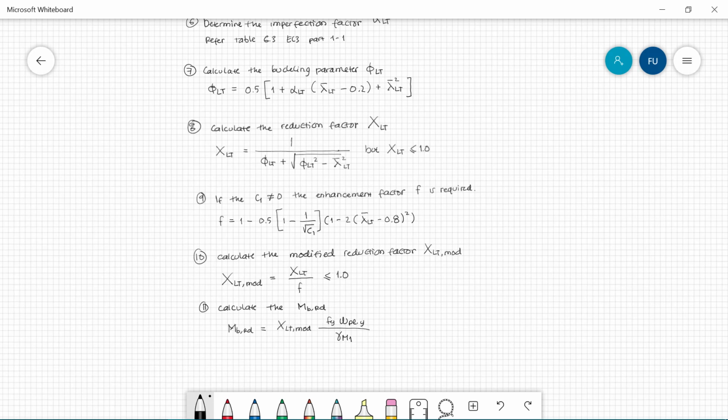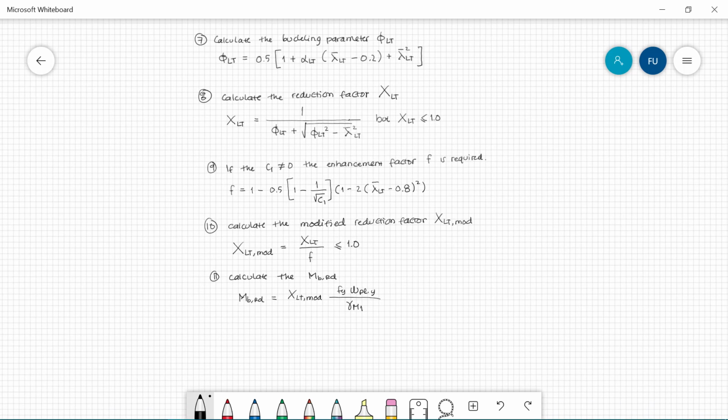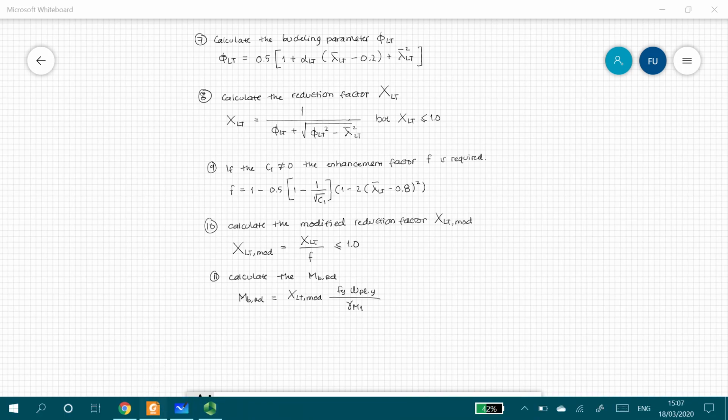So if the value of C1 is equal to 0, then we no need to calculate the modified reduction factor. But if the C1 is not equal to 0, the enhancement factor f is required. Followed by step number 10, calculate the modified reduction factor chi LT mod. Then after that, we calculate the Mb,Rd. That's all for this session. We will continue later.